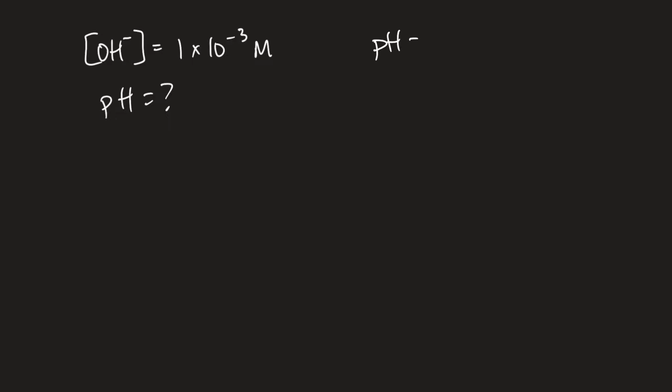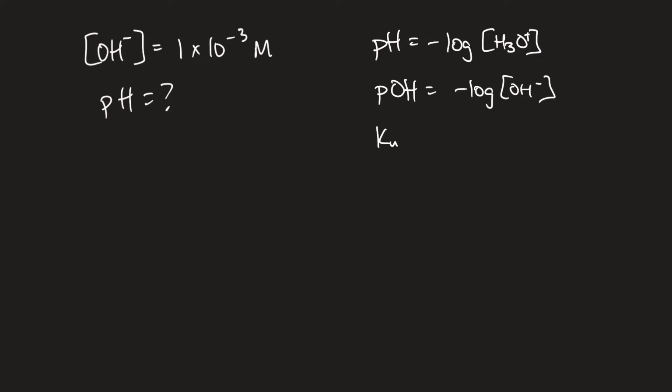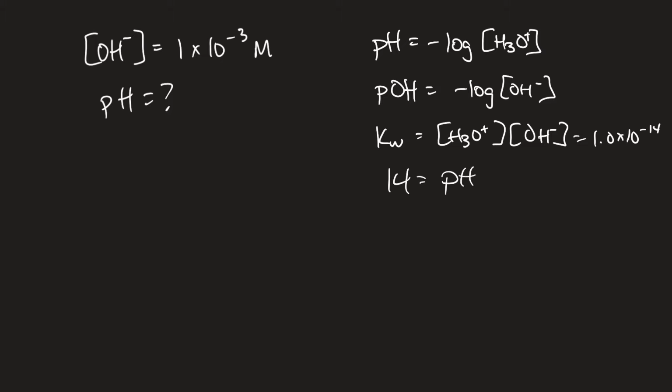So we know that pH is equal to the negative log of the concentration of hydronium, right? And we actually talked about pOH, and pOH is the negative log of the concentration of the hydroxide. Okay, we talked about how Kw is equal to the concentration of hydronium times the concentration of hydroxide, and that's equal to 1.0 times 10 to the negative 14. And then we know that 14 is equal to pH plus pOH.